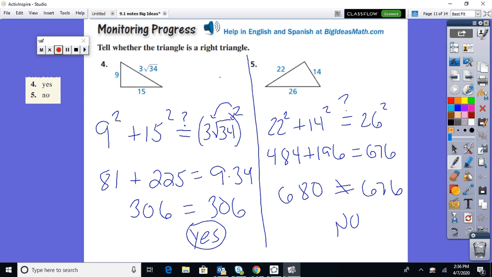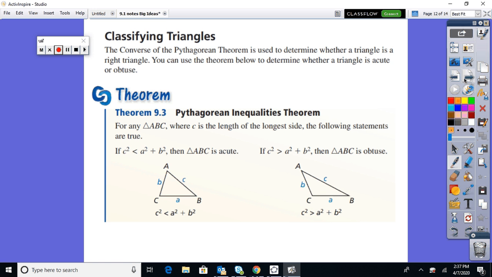Number 5 does not work. Again, take the 2 smaller ones and put that on one side. And the larger one is acting like your hypotenuse. This one does not work. So it's a no.